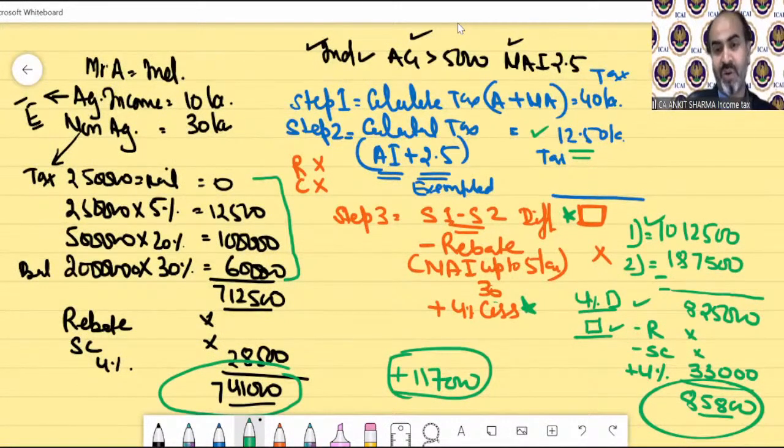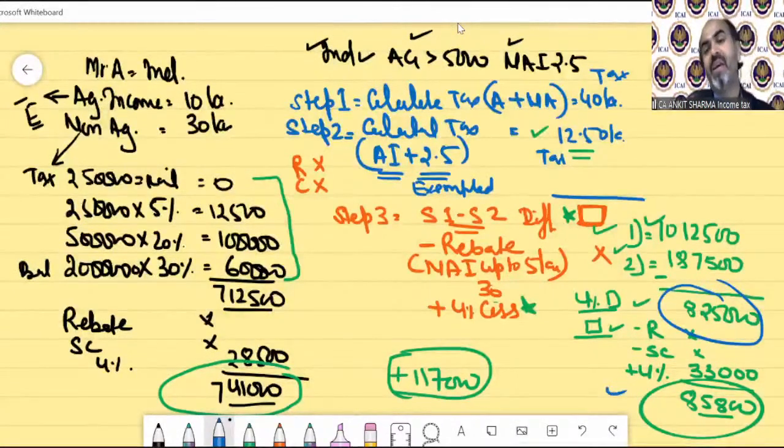So the government said, look, we just did the same. Out of your total tax, we deducted the tax which belongs to your exempted income. So now we have the tax which technically belongs to only your taxable income. But you can see what happens. Technically, this tax has been increased by 1,17,000.